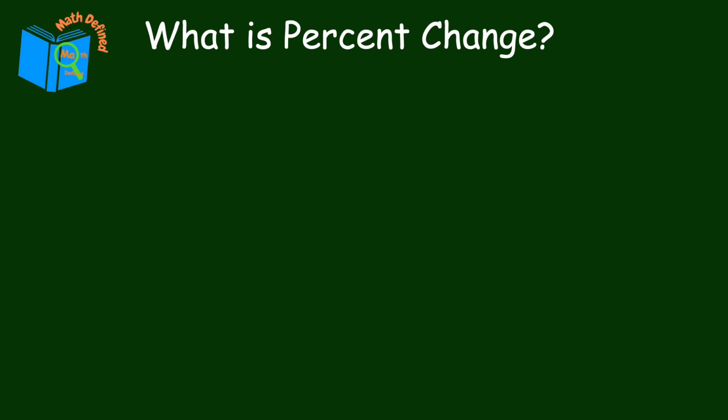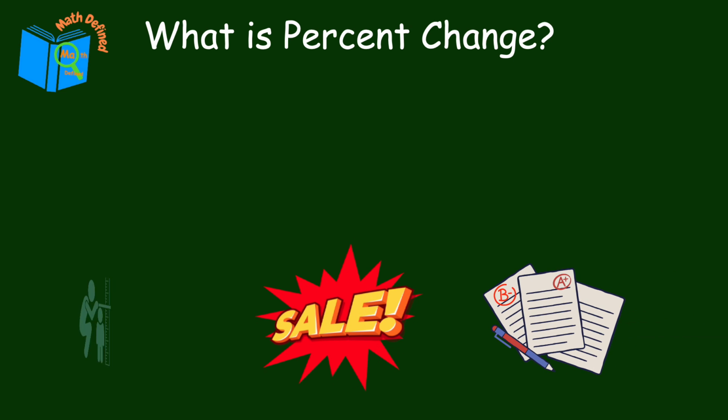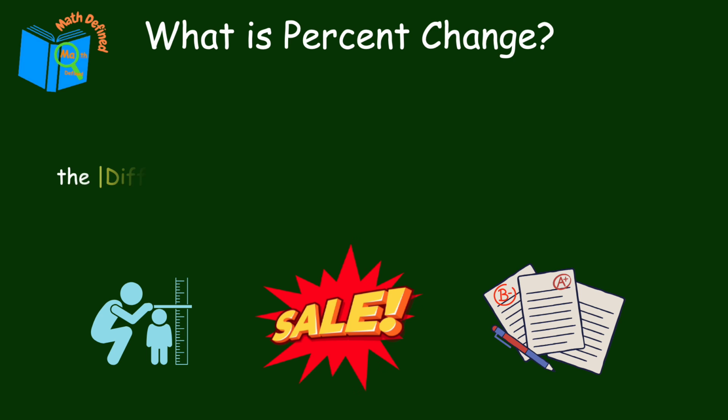Percent change is just a fancy way of measuring how much something goes up or down from where it started. It helps us figure out things like price changes, test score drops, or even how much taller you've gotten this year. Here's the formula that we use to find it.